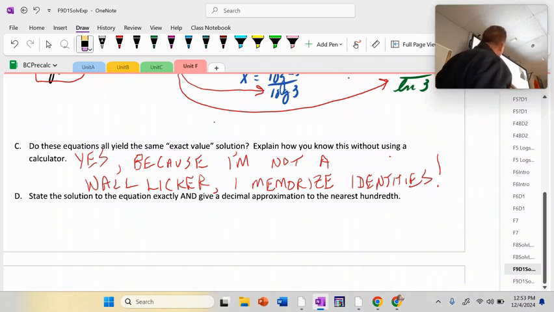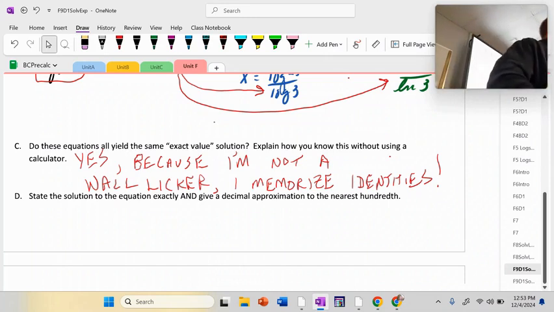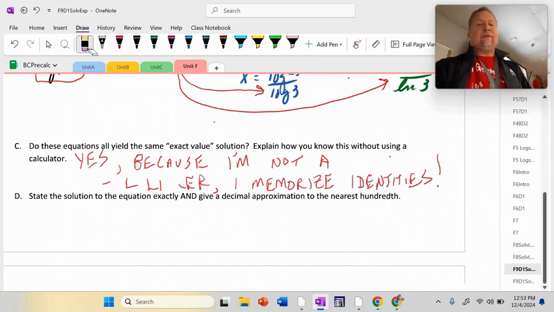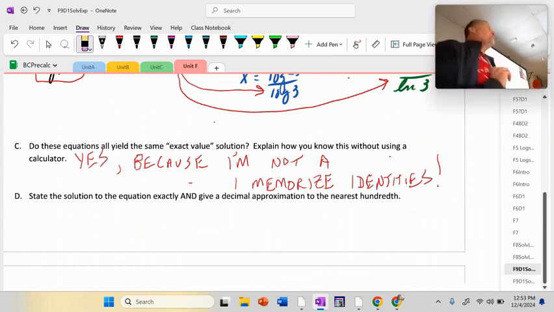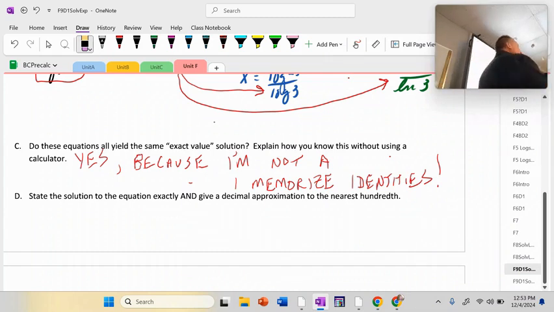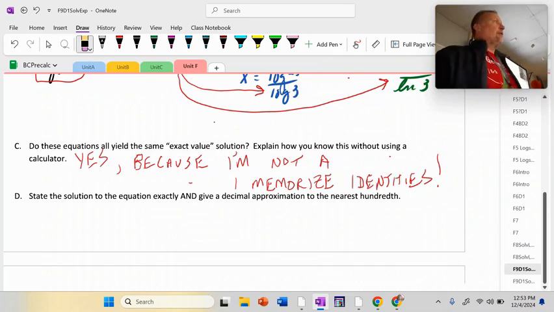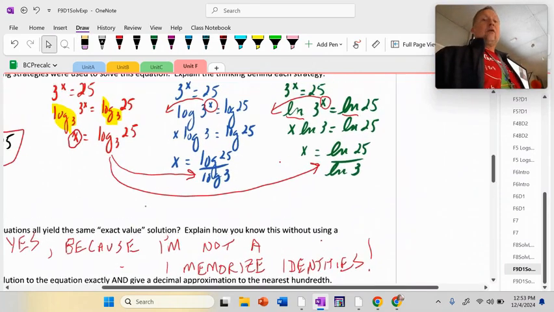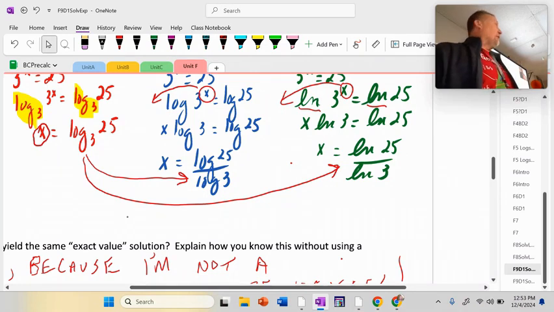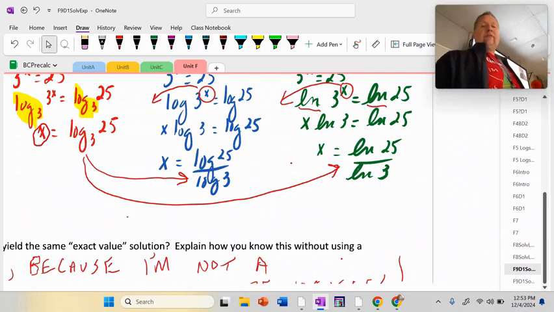So do these equations yield the same exact solution? How do I know? I'm not a wall licker. I actually memorize. I memorize what I'm supposed to memorize. Isn't that right? Now, it's just a little joke that if you're offended, okay, I'm sorry. It's true, though. You memorize your rules, and then you move on. We don't spin our wheels and keep trying to have to reteach over and over and over again. You memorize these identities. Now, all joking aside, we haven't seen this in a while, right? That was probably the last time I talked about that was before Thanksgiving for sure.